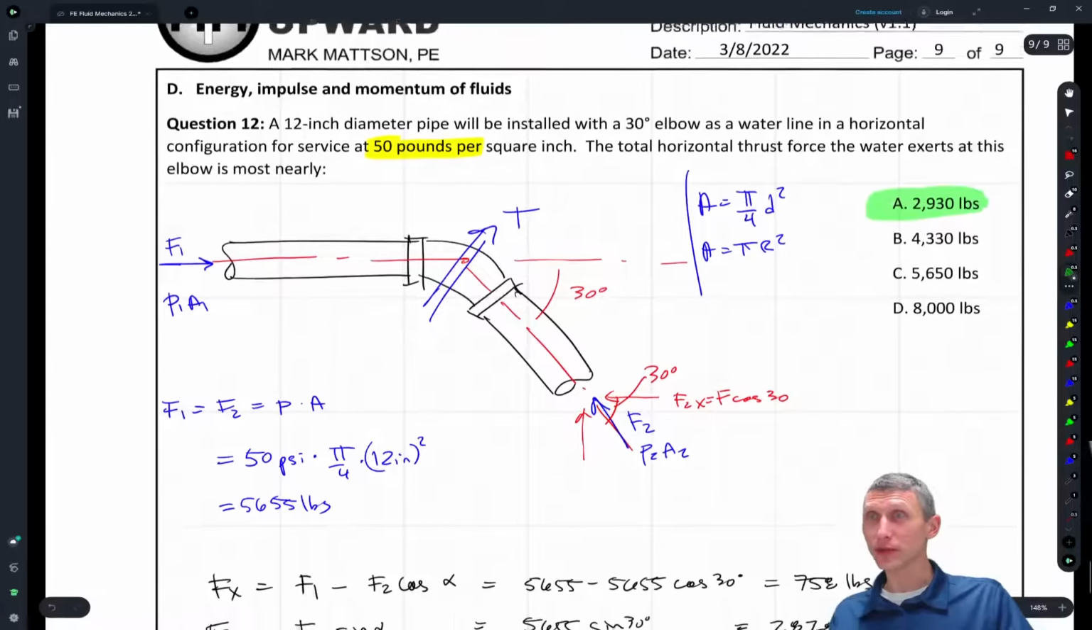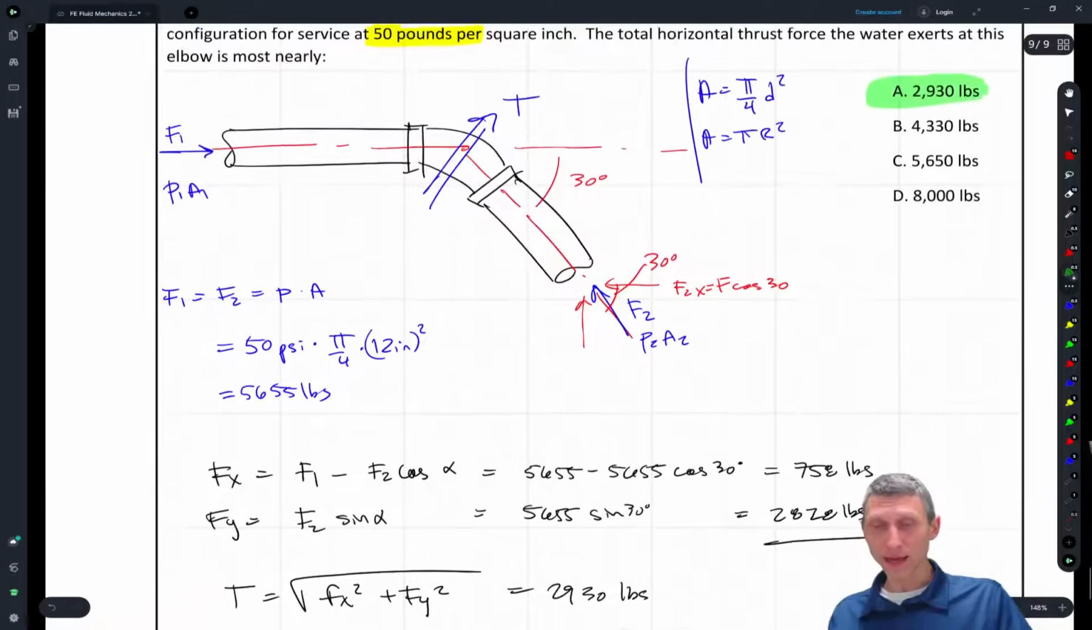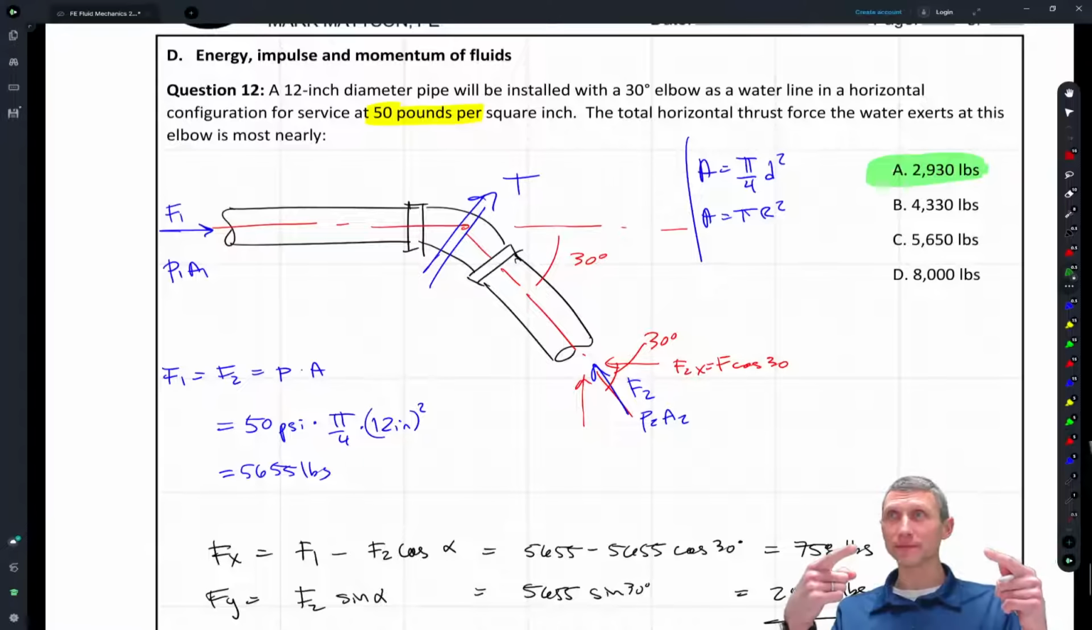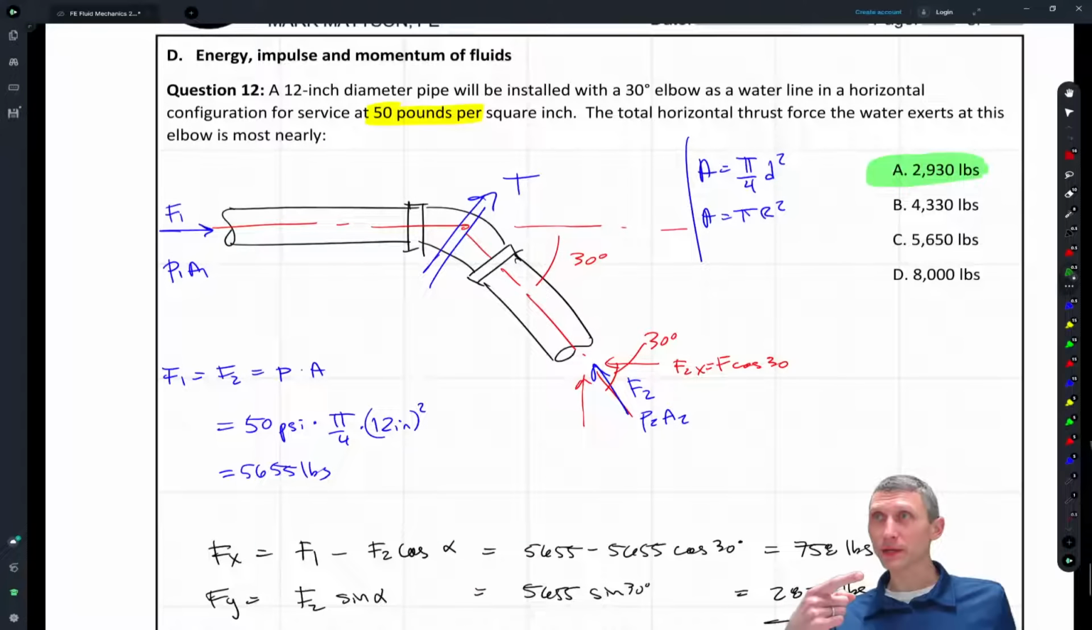So question 12, F2 and F1 are the same. Why is that? Because the pressure in this pipe is constant. It's a force balance.